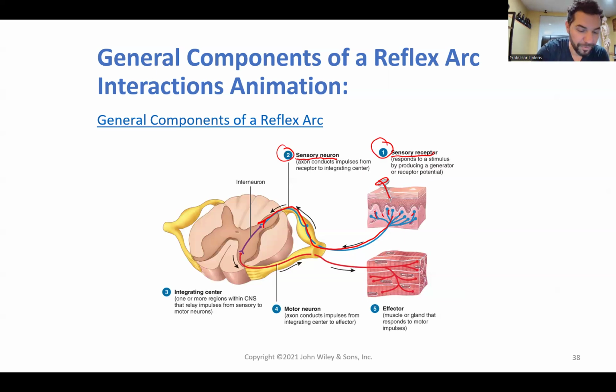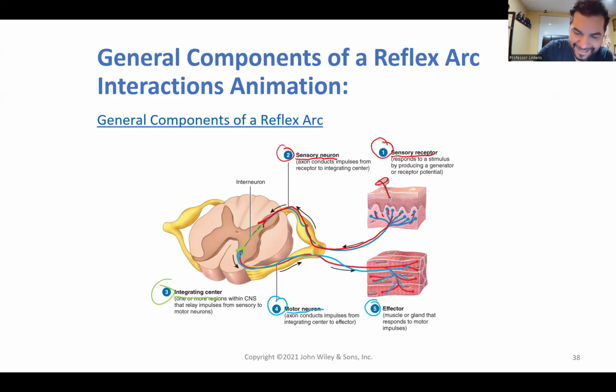Now we have step 3, which is integration. Usually we have an interneuron or multiple interneurons in there. Integration basically is the message made it into the CNS, central nervous system, in this case, the spinal cord. Processing occurs. In this scenario, motor messages will come out the front, as they always do, through a motor neuron.